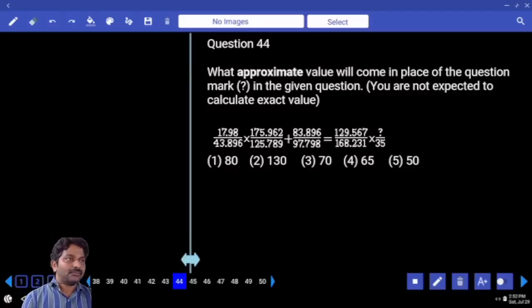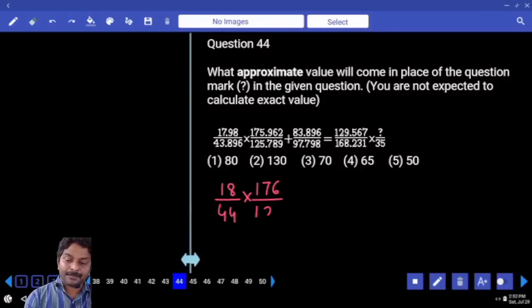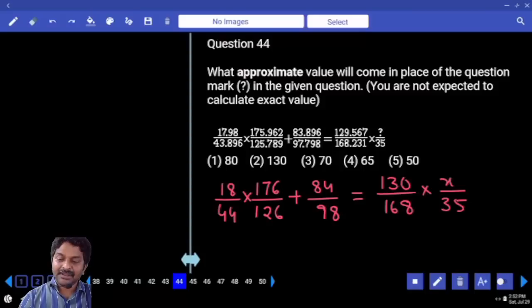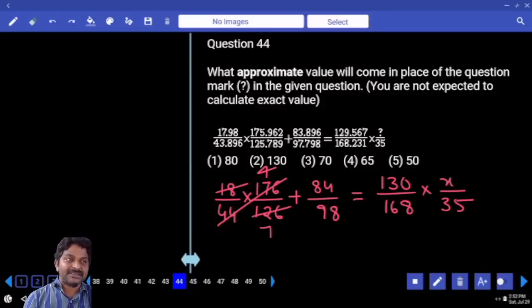Approximations, do you do? Yes. Come on, tell me. 18 by 44 into 126 plus 84 by 98 is equal to 130 by 168 or 9, whatever it is, x by 35. Okay. 44 how many times 18? That is 4 by 7 only.